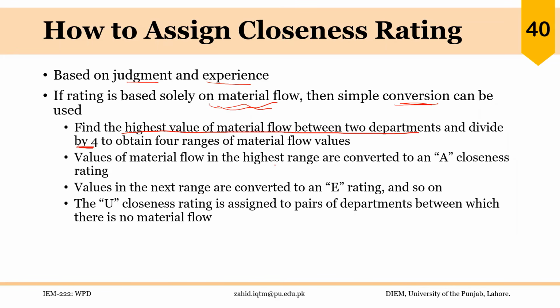Now, values of material flow in the highest range are converted to an A closeness rating. Values in the next range are converted to an E rating and so on. And the U closeness rating is assigned to the pairs of departments between which there is no material flow. So we will see how we can apply this conversion in the following slides. If you are taking the material flow to be the only or the most important factor, then you can use this approach to assign the ratings.